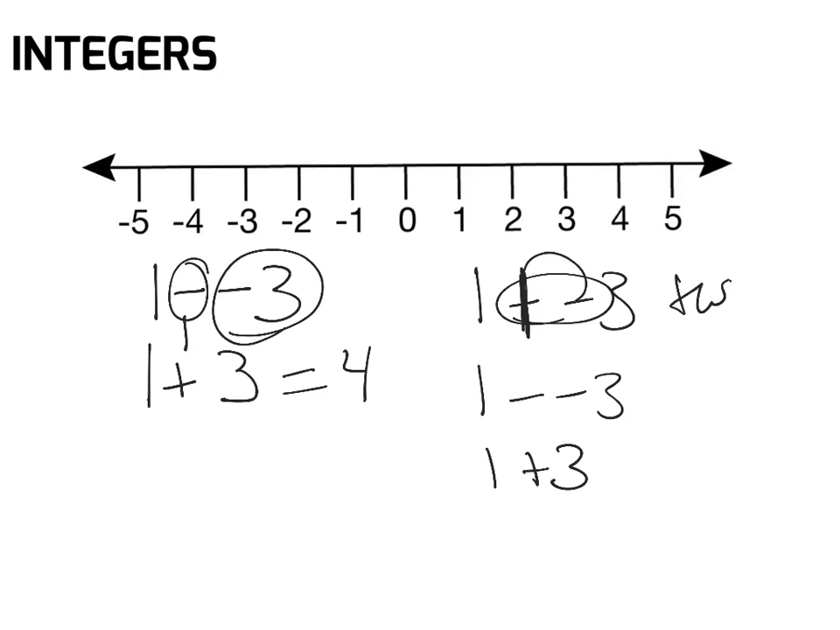So 2 minus signs equals a positive sign. So you can either think of it this way: again, 1, and I'm going to switch my minus sign to a plus sign, and switch my negative 3 to its additive inverse, which is 3. Or I can just say, hey, there's two negative signs next to each other. That really means plus. However you would like to think about that.